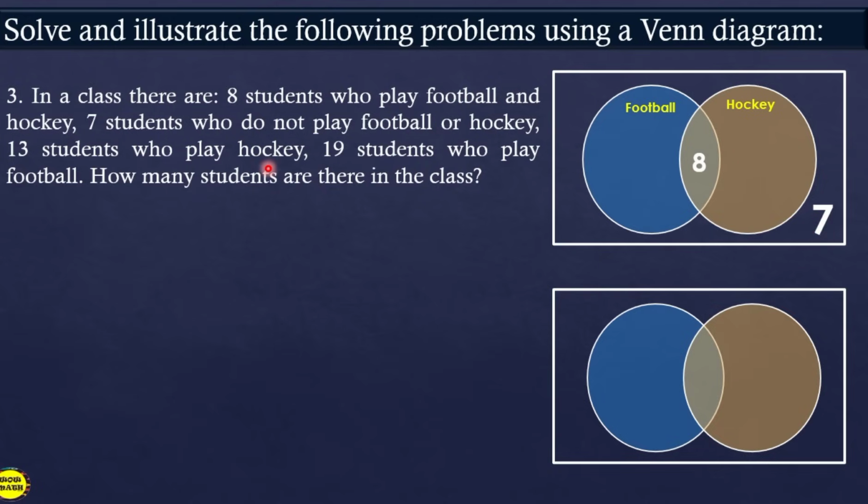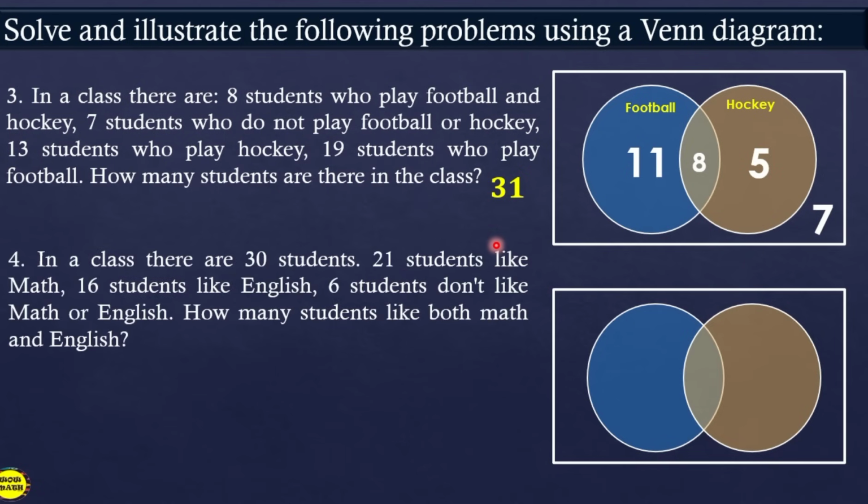And then 13 students who play hockey. So, 13 minus 8, that is 5. And then 19 students who play football. So, 19 minus 8, that is 11. So, again, lagi po nating unang ilalagay ang intersection. Okay. So, let us answer the question. How many students are there in the class? So, ibig sabihin, ito total natin tong buo. Okay, so 11 plus 8, that is 19. Plus 5, 24. Plus 7, that is 31 students.